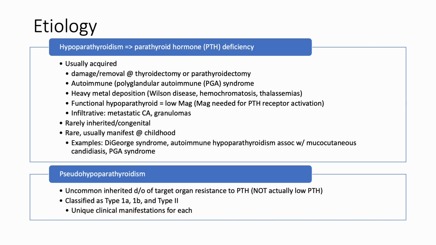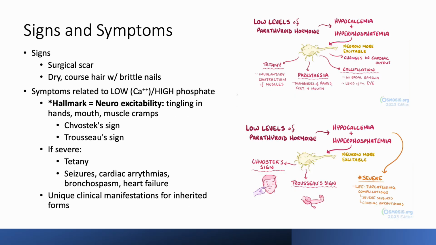There's also pseudohypoparathyroidism, and again, it's an inherited disorder of target organ resistance to the PTH. So it's actually not low PTH, but target organ resistance. And these are generally classified according to the manifestations of each type. So regardless of the cause, low levels of PTH lead to low levels of calcium in the blood and high phosphorus, right?